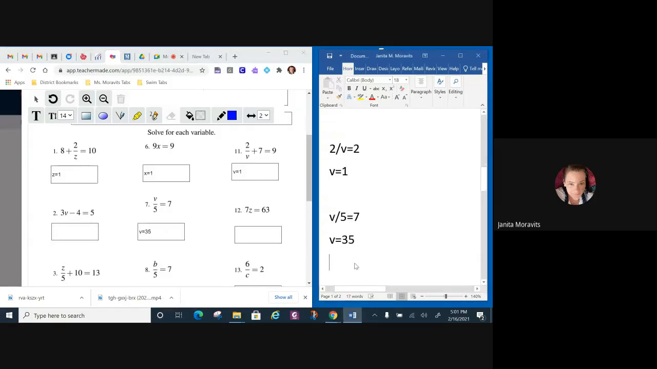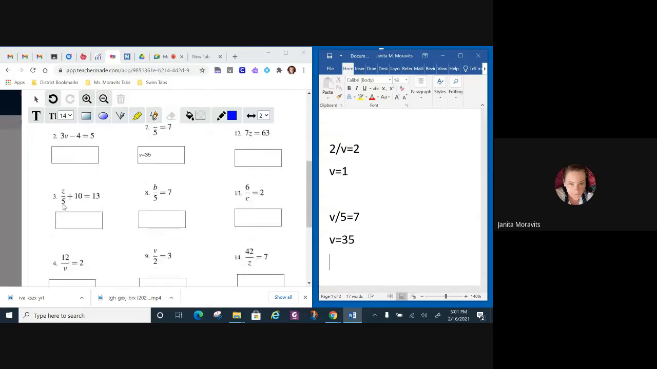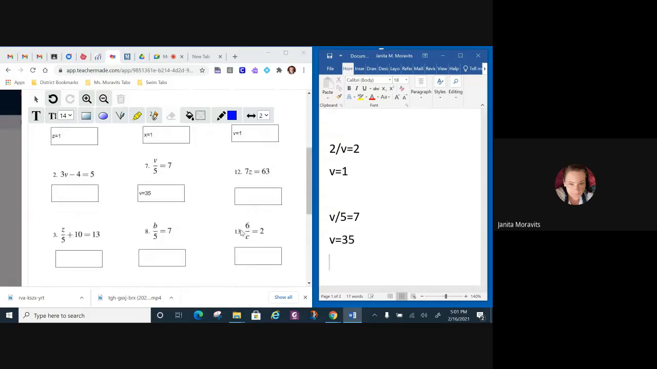All right. I want to look at one of these like this. Let's look at number 13. Number 13. All right, we have 6 over C equals 2. We're dividing by C. And what did we say is the opposite of dividing? Well, if we're dividing, the opposite is multiplying. So I want to show you this one because you may not always be able to just go 6 divided by what gives me 2. All right, so we're going to say 6 divided by C equals 2.